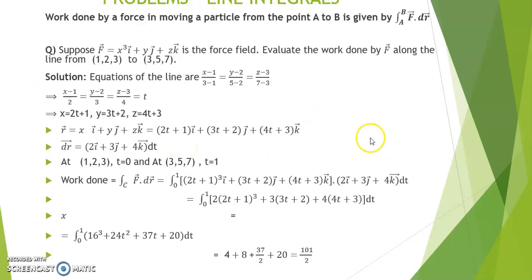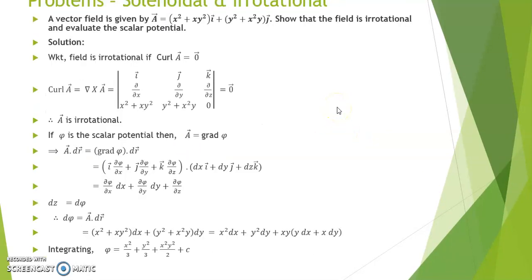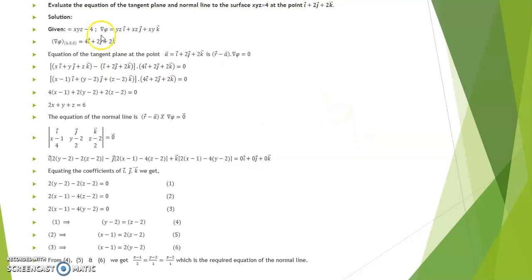So now, this is how we evaluate the equation of the tangent plane and normal line to the surface at the point. How do I get a point? It is just a vector. From this I can get the point: x as 1, y as 2 and z as 2. Right? So the point is (1, 2, 2).